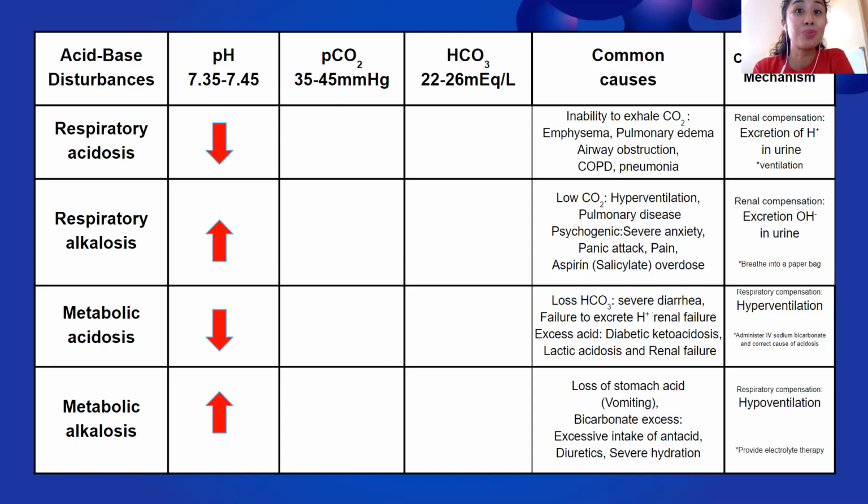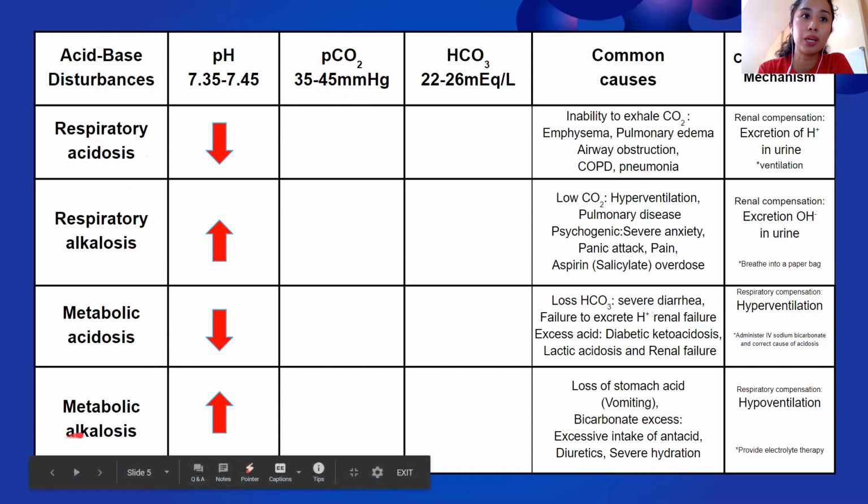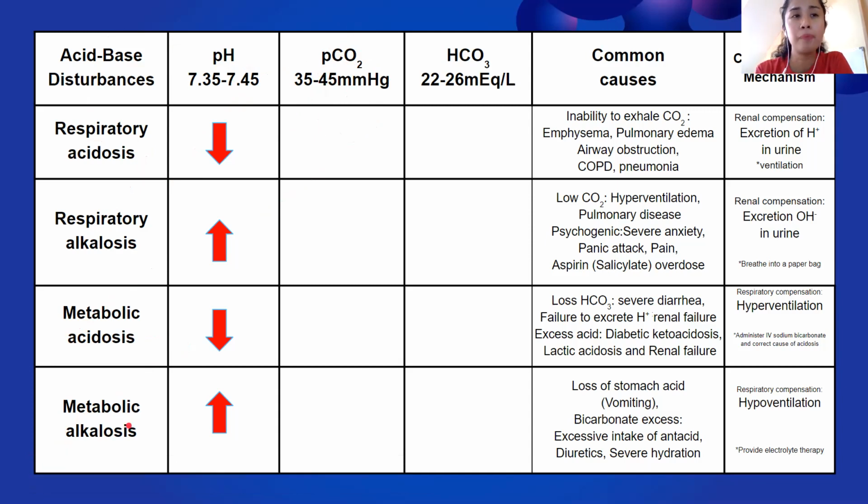Respiratory. Okay? So, if we have respiratory acidosis and respiratory alkalosis, class, there's something wrong with your partial pressure of carbon dioxide. But for metabolic acidosis and metabolic alkalosis, expect it to be normal. The kidney doesn't care about carbon dioxide, okay?